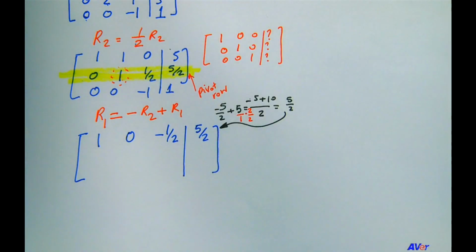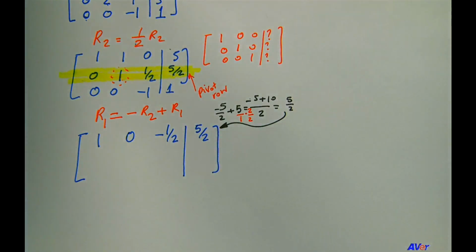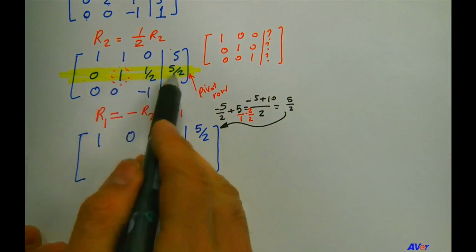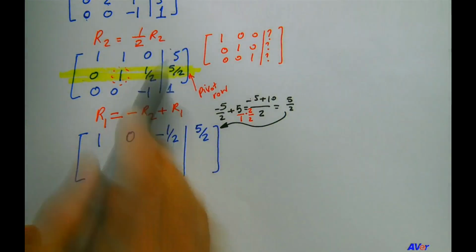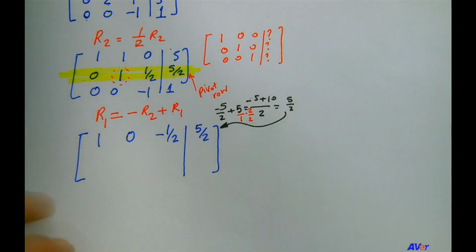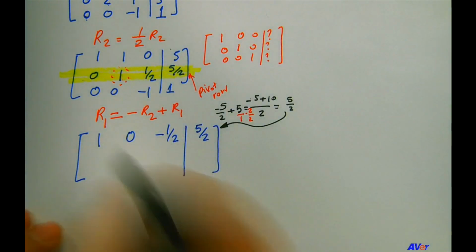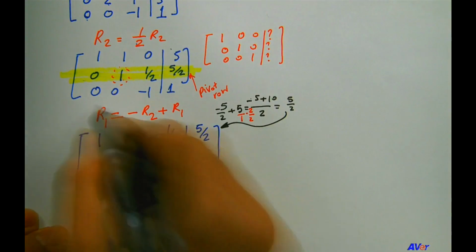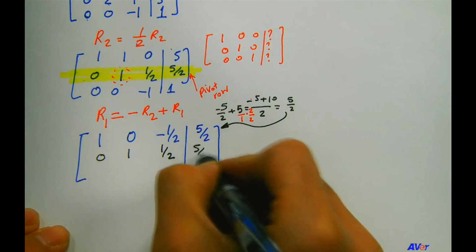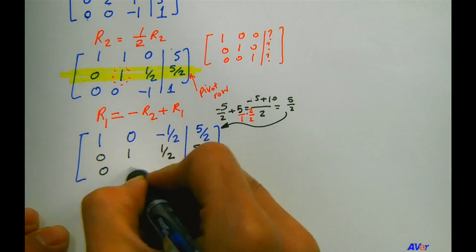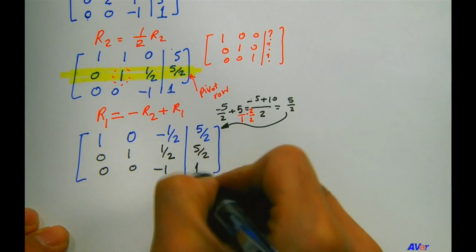Okay? So now do you see where the 5 halves is coming from? Minus 1 times 5 over 2 is minus 5 over 2 plus 5 plus row 1. And then take the common denominator to get that. Okay, so now the second row, we can write it as it was, 0, 1, 1 half, 5 over 2, and the third row is 0, 0, negative 1, and 1.